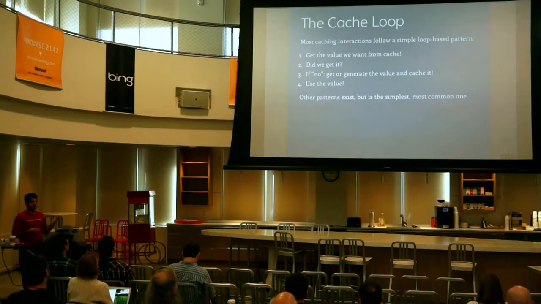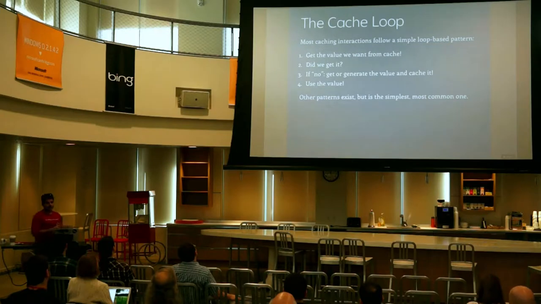So the first thing, before you can jump into actually implementing caching into your code, is to understand this concept called the cache loop, right? This is one of the most common patterns for how you can implement and make use of caching. There are other patterns out there, but this is probably the most commonly used one. There are four simple steps. Step one, get the value we want from the cache. So go to the cache and say, hey cache, do you have this value for me?